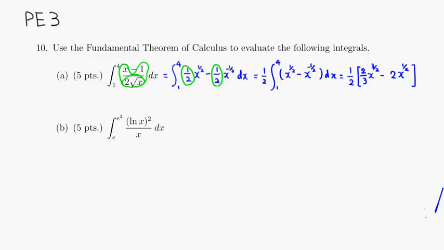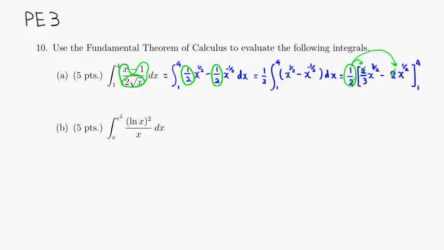Then we can go from 1 to 4. We can actually cancel. I'm going to just distribute the 1/2 to the 2 at the first term, so that 2 cancels out and that 2 cancels out if you do that.